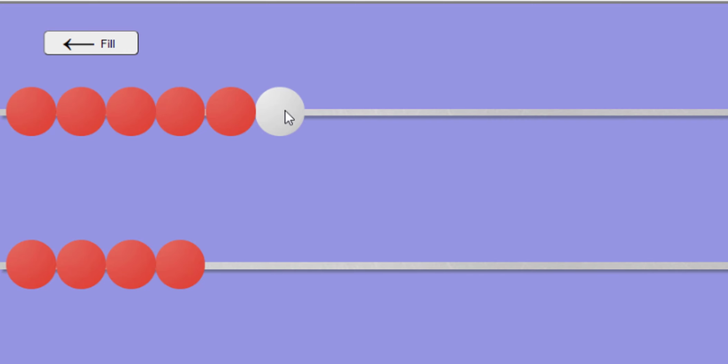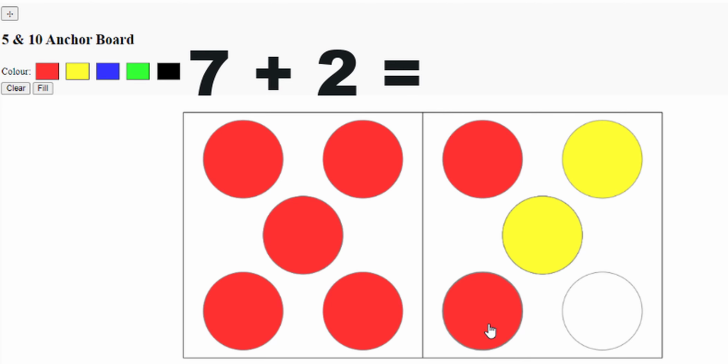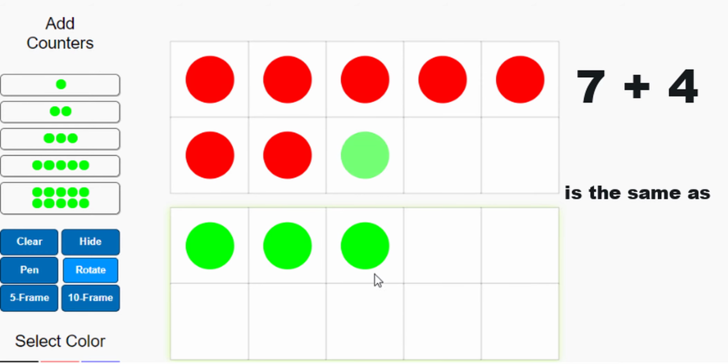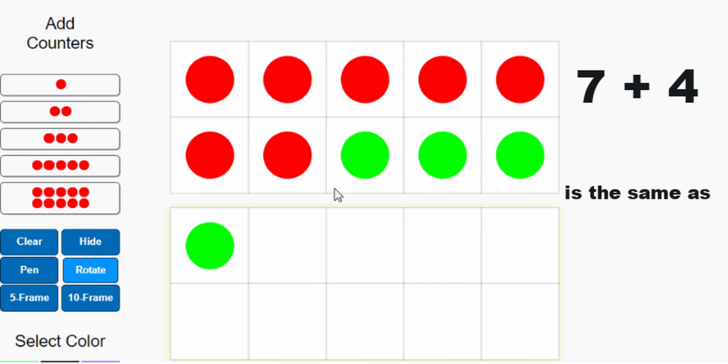This use of compensation and equivalence derived from the associative property can be modeled using other StrADDegy visual models and ultimately introduces the use of a bridging strategy for some of the more complicated addition facts.